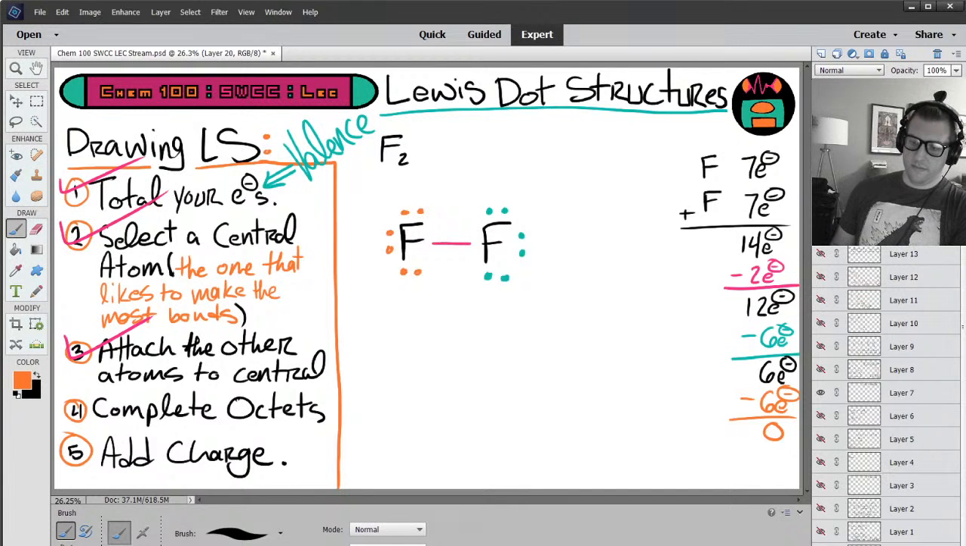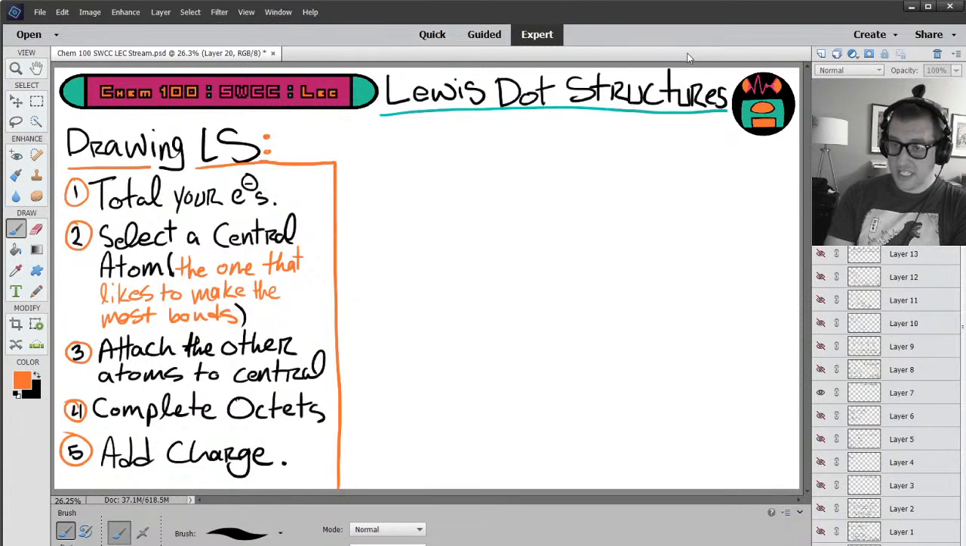All right. Good to go. So that's our first example. Let's do another. Well, let's do NH3.